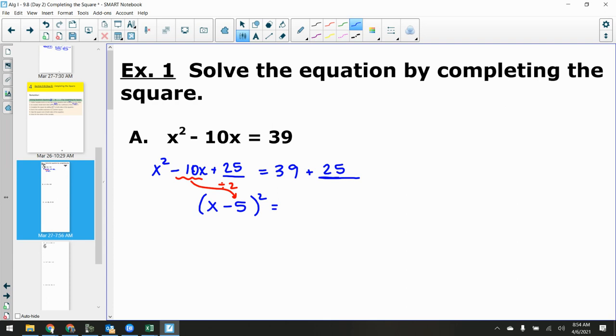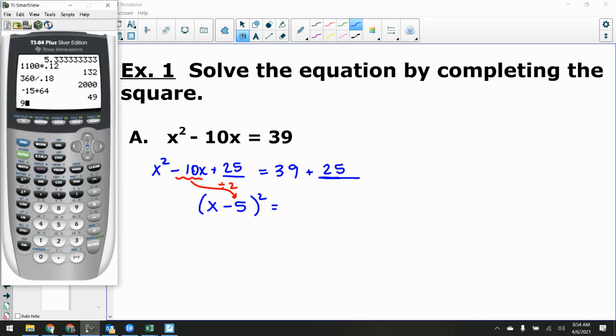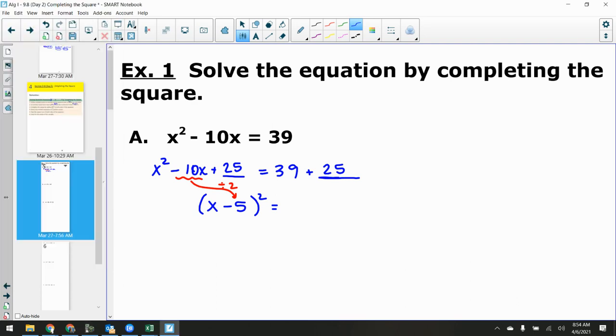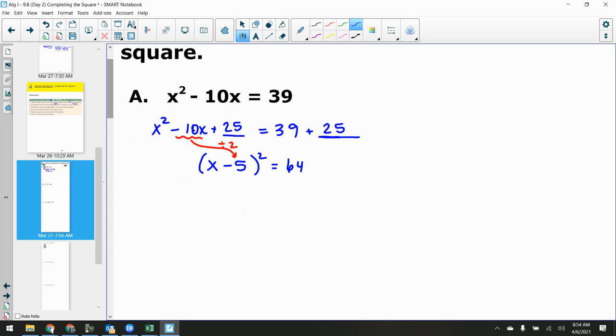Then on the right side, I'm going to get 39 plus 25, which is 64. 39 plus 25 is 64. And then when I go to square root that, I get plus or minus 8.